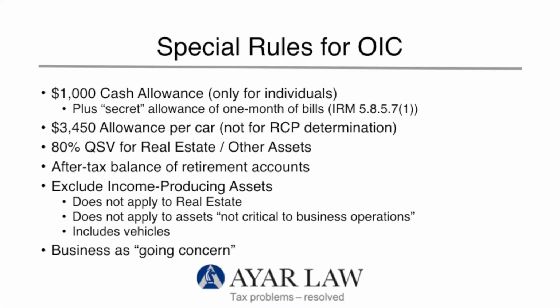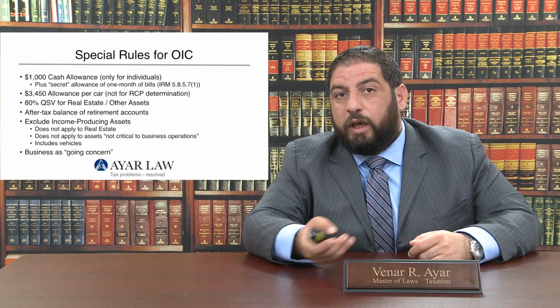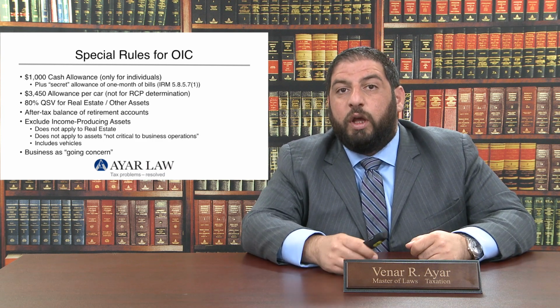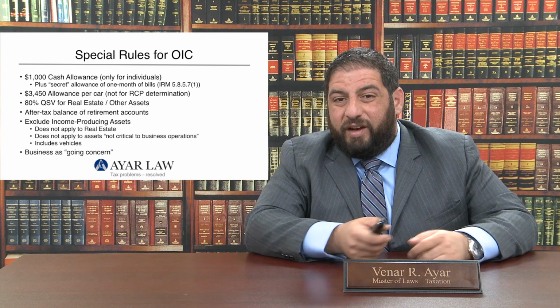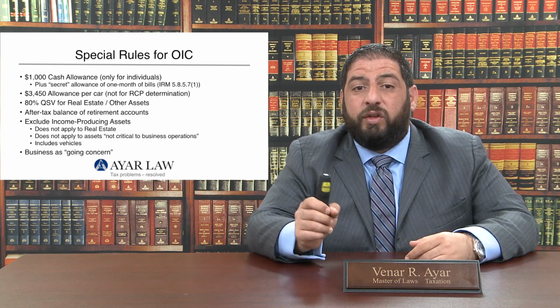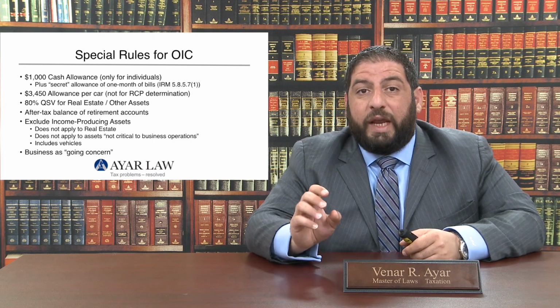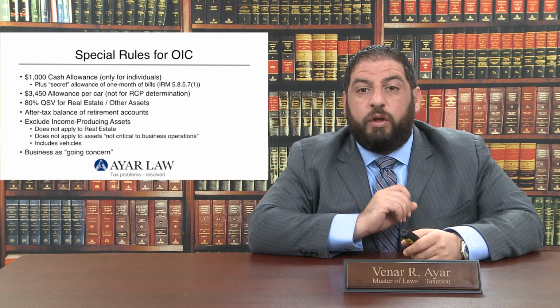There's also an allowance of $3,450 per vehicle. Now, this isn't taken into consideration when they're determining the reasonable collection potential. It's only taken into consideration when determining the minimum offer amount, but that's kind of a technical difference. The other big thing is when it comes to valuing real estate, there's an 80% quick sale value.